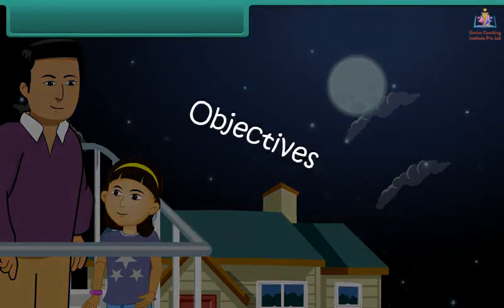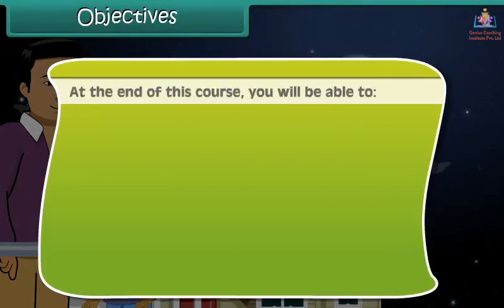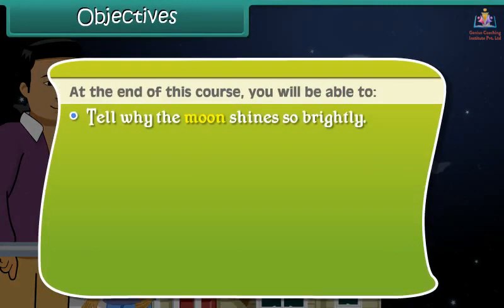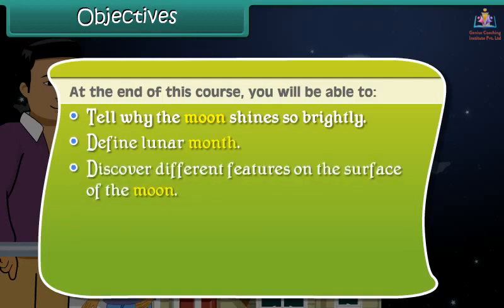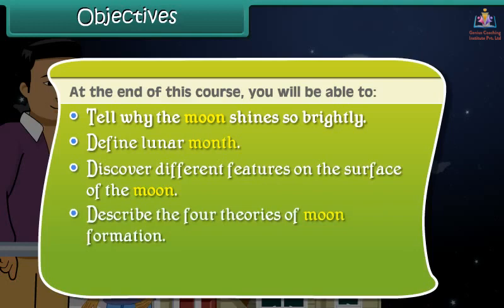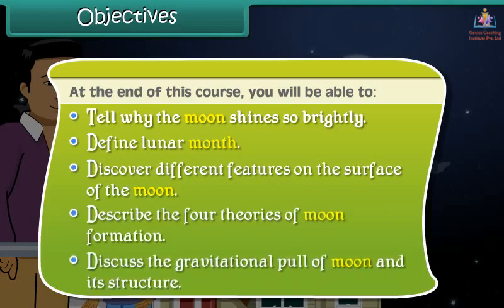Objectives. At the end of this course, you'll be able to tell why the moon shines so brightly, define lunar month, discover different features on the surface of the moon, describe the 4 theories of moon formation, discuss the gravitational pull of the moon and its structure.